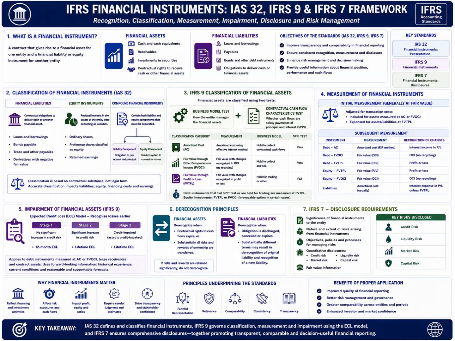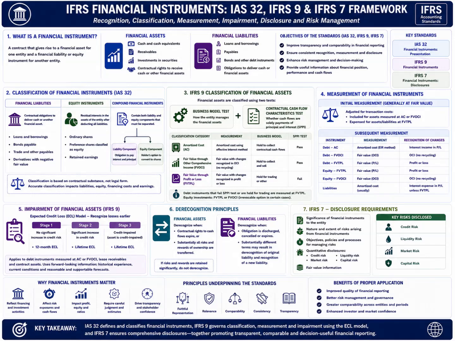Financial assets measured at amortized cost use the effective interest method to allocate interest income and amortize premiums, discounts, and transaction costs over the instrument's life. Financial liabilities are usually measured at amortized cost unless designated at fair value through profit or loss. Equity investments may either be measured at fair value through profit or loss or, in certain cases, designated at FVOCI. Changes in fair value affect either profit or loss or other comprehensive income depending on classification. These measurement principles ensure consistent recognition of financial performance and risk exposures within financial statements.